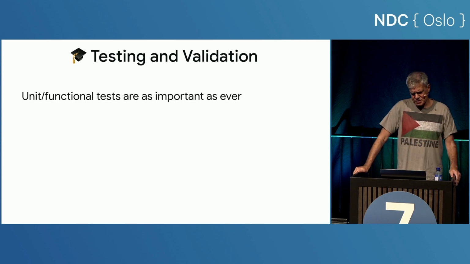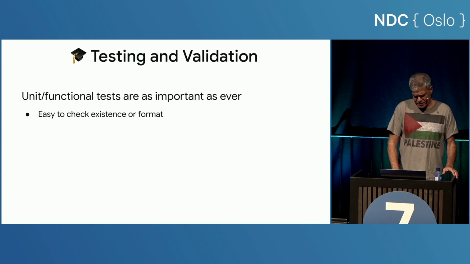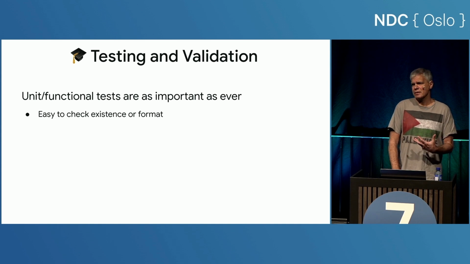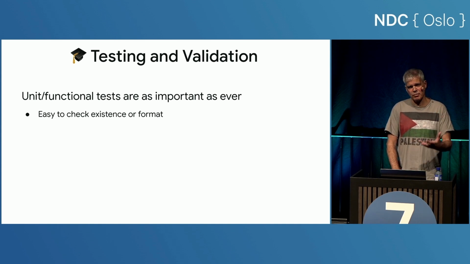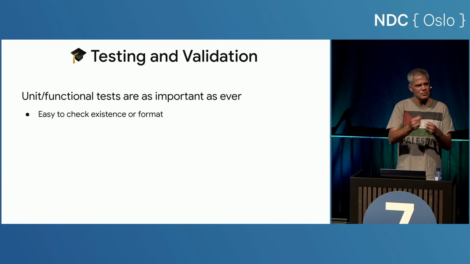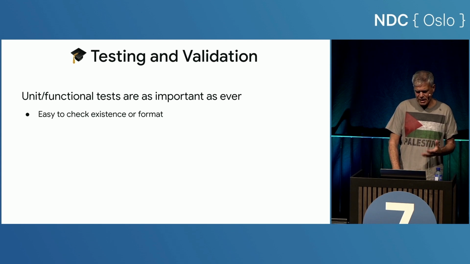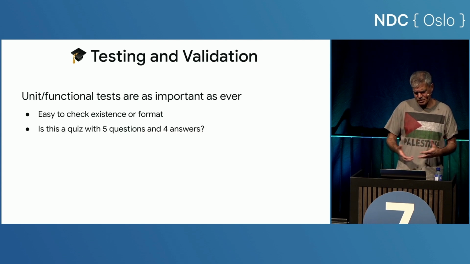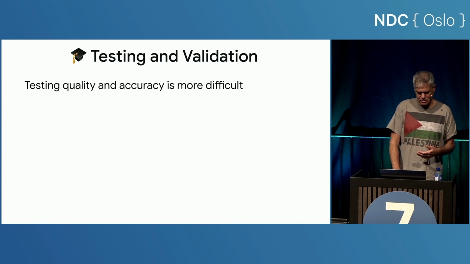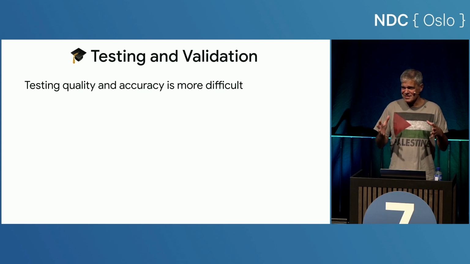Let's switch gears to testing and validation. So unit and functional tests are as important as ever, as we've discussed. It's easy to check the existence or the format of a quiz. So that's pretty straightforward. Is it a parsable JSON document, which of course you want to do. You don't want to blindly store this quote-unquote JSON output in a database and start serving it only to find out that the user gets a very weird experience. So you want to parse the output, check it exists, it looks reasonable, and it has the right format. Is this a quiz with 5 questions and 4 answers? Does the image exist or not? But that's just telling you whether I got back something that technically makes syntactic sense.